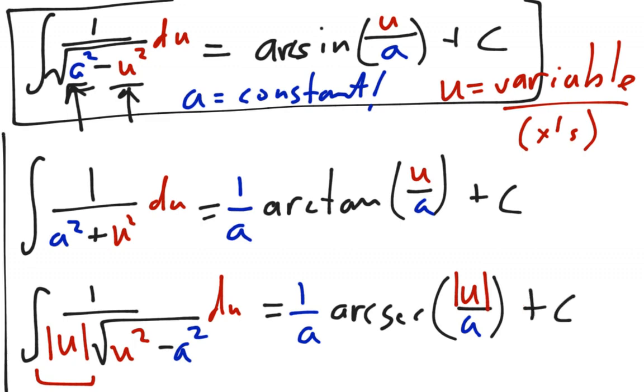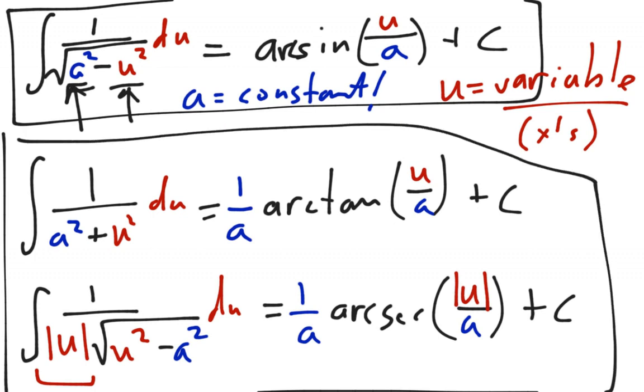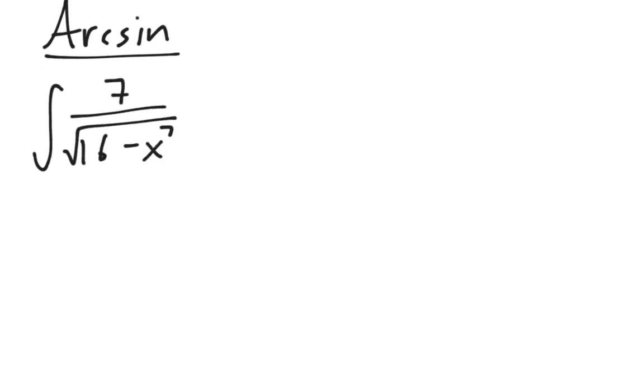So these are the three integral forms for the inverse trig functions. Put these in your notes. This is how you'll see them in integral tables, etc. Let's figure out how to use them, because these are just weird looking. The first one we'll look at is an arcsine example. So let's say that we have the integral of 7 divided by the square root of 16 minus x squared dx. Alright, now I'm telling you that this is arcsine, but let's say you didn't know.